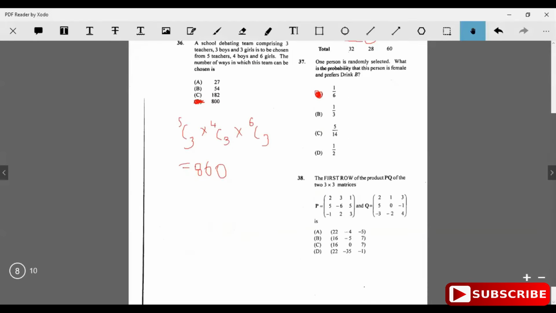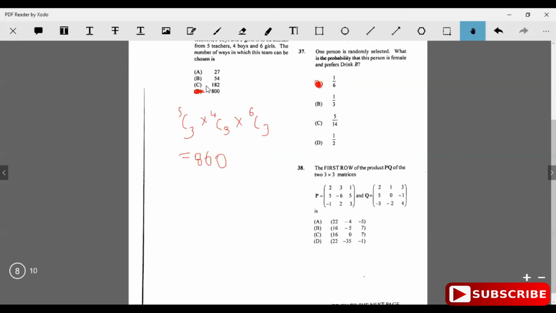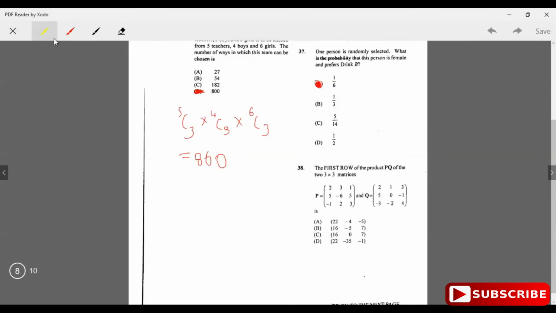Question 38. We've done this too many times. What's question 38? The first row of the product PQ. I think it's C.